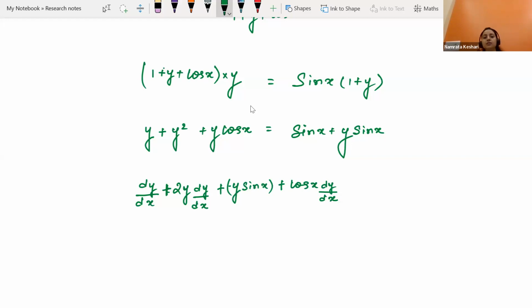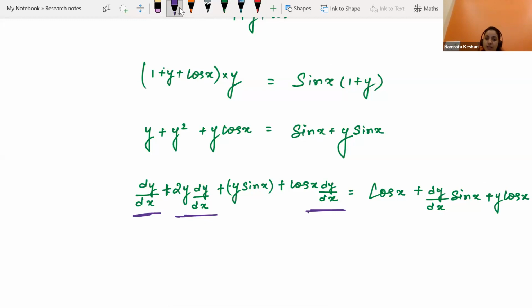Let's do it on the side. Tell me what I'm going to have. Cos x, plus dy by dx into sin x, plus y into cos x. Oh wait, it's not minus, it's plus y into cos x. We can see so many dy by dx terms, and that's what we need to collect.